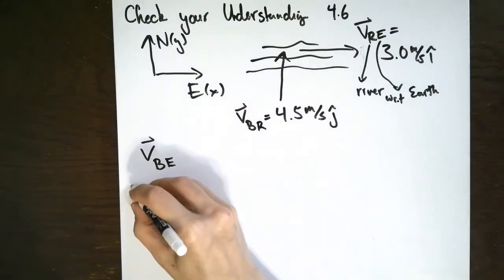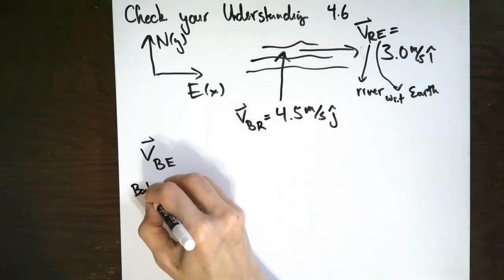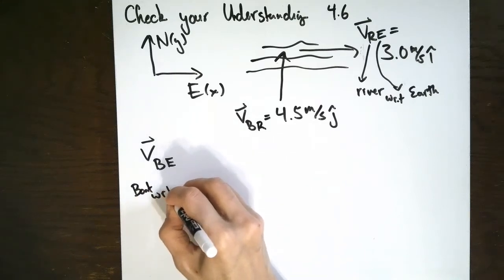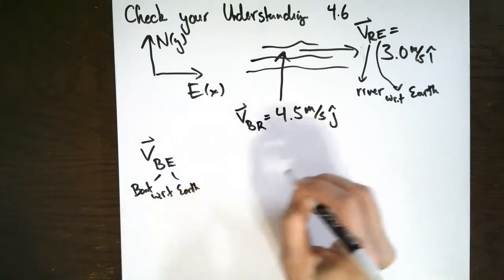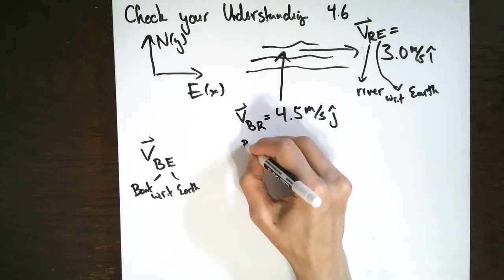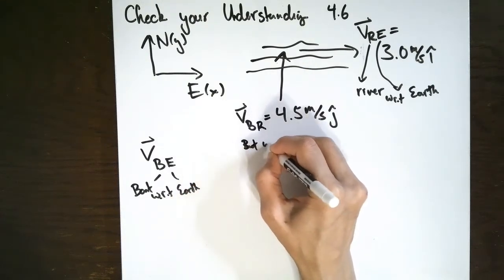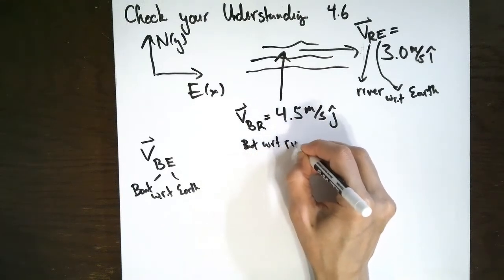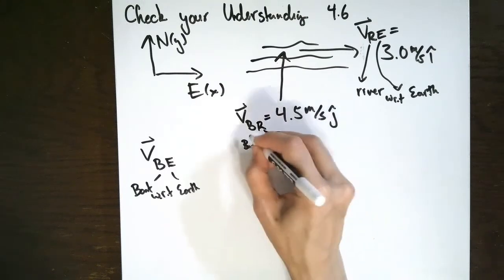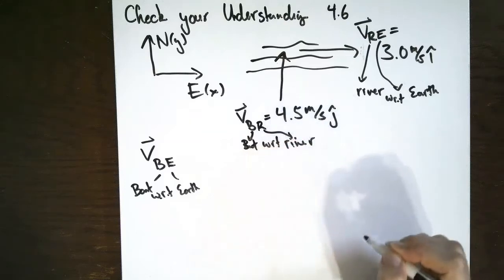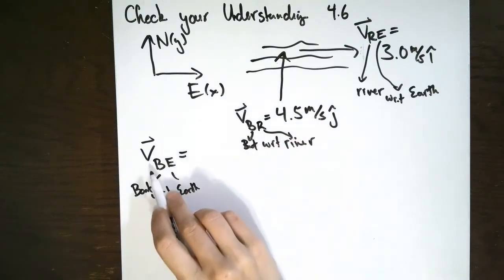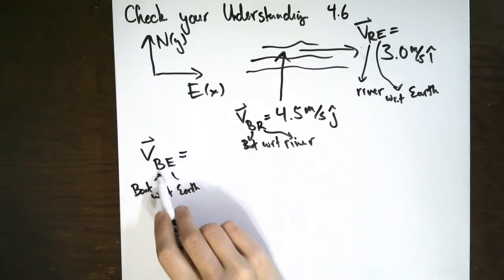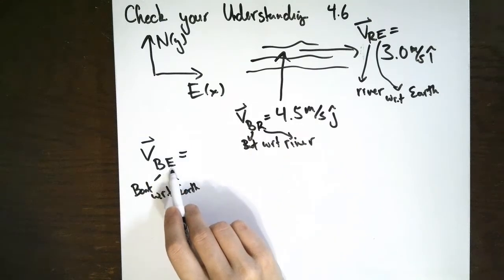So again, remember the convention. This is the boat with respect to the Earth. This guy is the boat, the first subscript, with respect to the river, the second subscript. And looking at this, can we find the velocity of the boat from the viewpoint of the Earth?